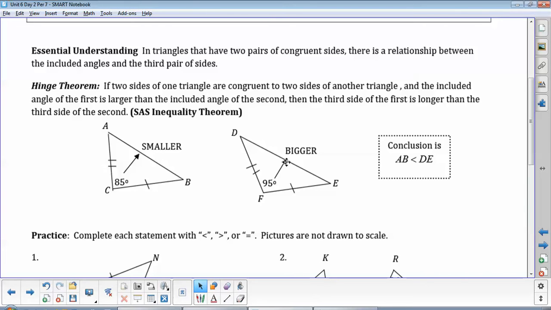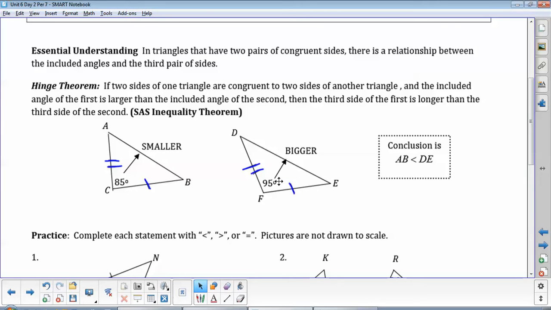Well, if we look at these two pictures that I have down here, you'll notice that these two sides of this triangle are going to be congruent to these two sides of this triangle. So we've got this side here congruent to this side here, and these two sides are also going to be congruent. The thing that's not the same about them is the angle between these two sides, and in this triangle it's 85 degrees, and over here on this triangle it's 95 degrees.